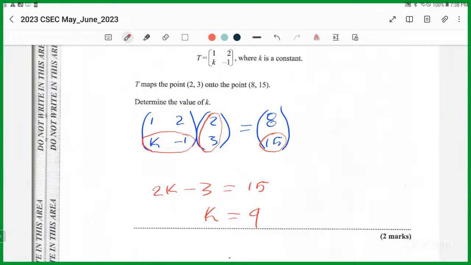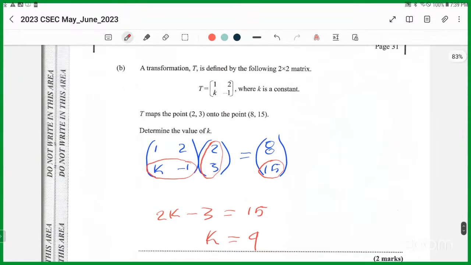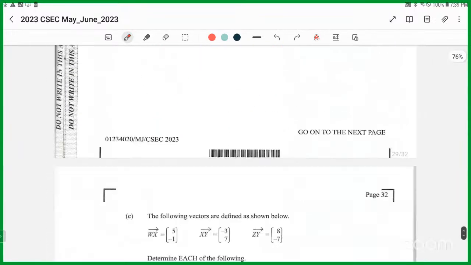Remember, when you apply a matrix in a transformation, you multiply the matrix by the point, and it's going to be equal to the resulting point. That's what we set up right here. And we have an unknown value in the matrix. So know which row is multiplied by which column to give you the values. That is it. Next question.